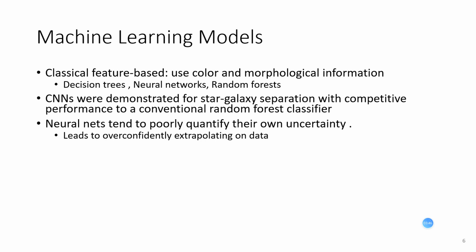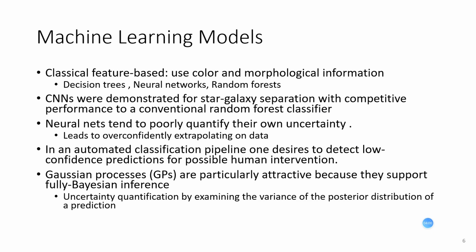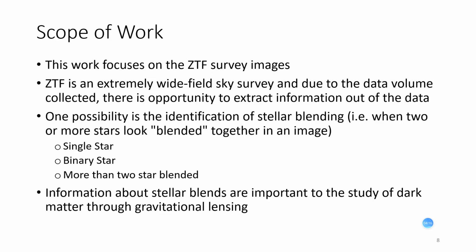which leads to overconfident extrapolation on data. In an automated classification pipeline, one needs to detect low-confidence predictions for possible human intervention. Moreover, Gaussian processes are also particularly attractive because they can support fully Bayesian inference. Basically, they can give you the uncertainty quantification, which traditional machine learning models cannot offer. I will skip the literature review and talk about the scope of our work.